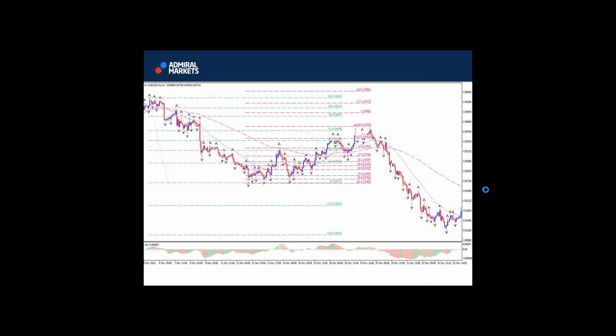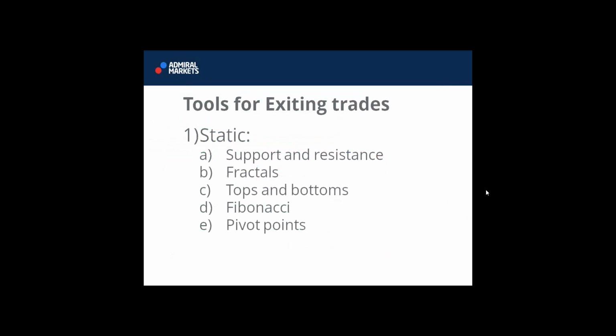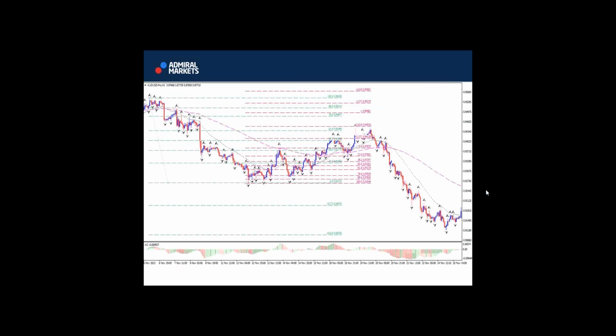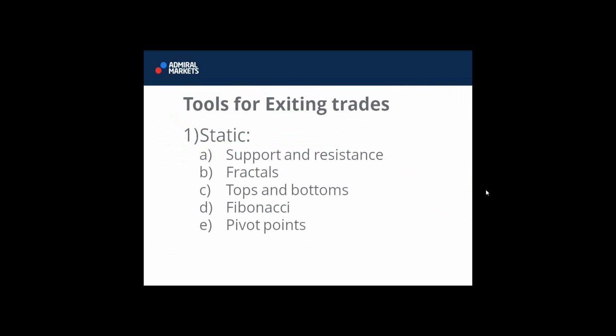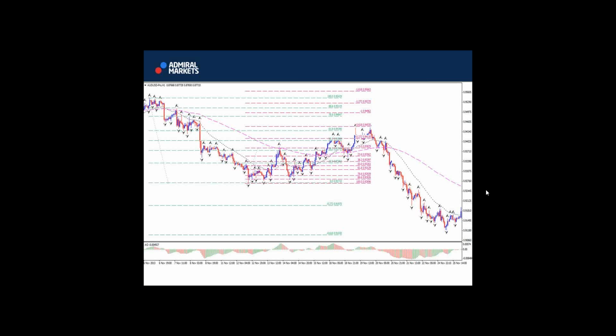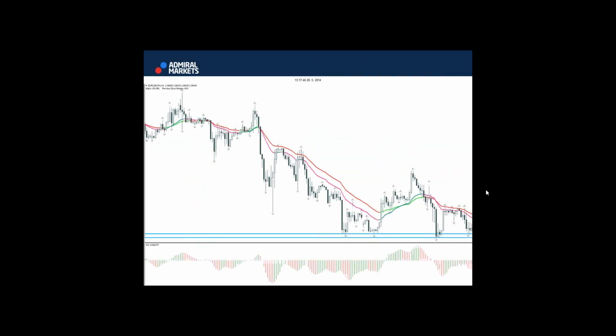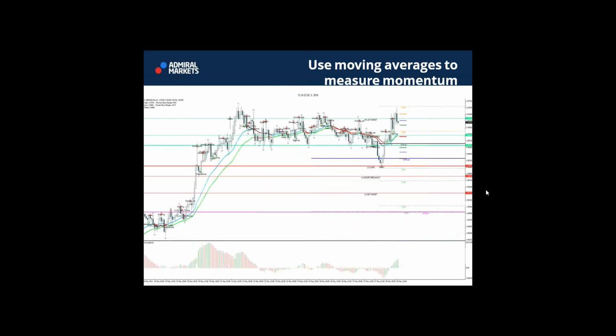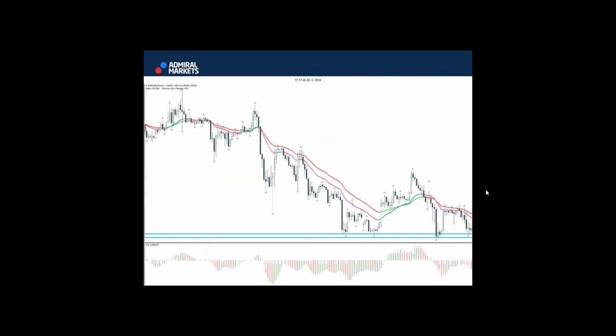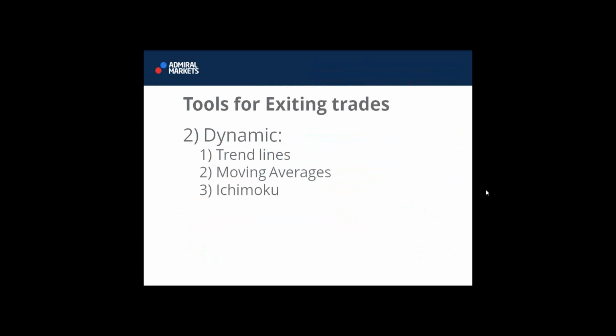Anyhow, just to refresh your memory, these are examples of static exiting methods. When price does not move, it's a level that doesn't move, basically, right? Tops of Fibonacci pivot points. I'm afraid I'm running out of time here, so I'll move on. But anytime you use levels that just don't move, you're basically using static ones.